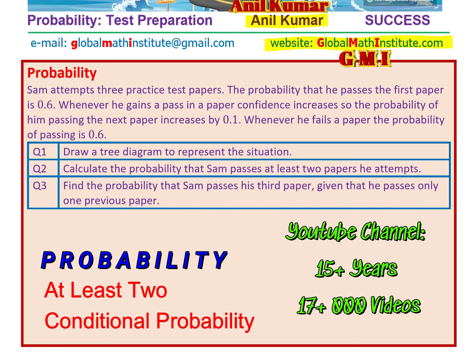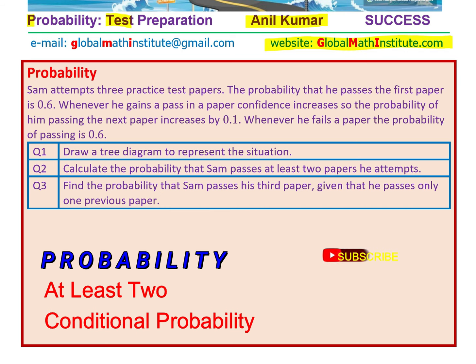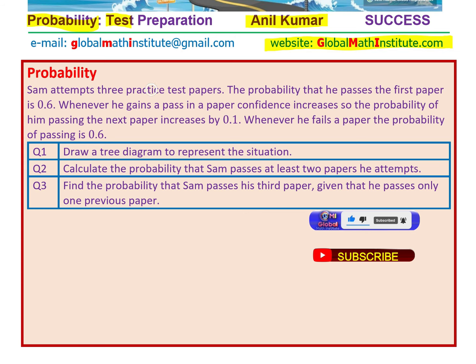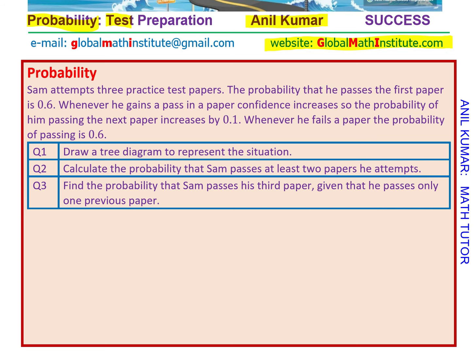In this video, we have taken a test question based on probability. The question here is: Sam attempts 3 practice test papers. The probability that he passes the first paper is 0.6. Whenever he gains a pass in a paper, confidence increases, so the probability of him passing the next paper increases by 0.1. Whenever he fails a paper, the probability of passing is 0.6.